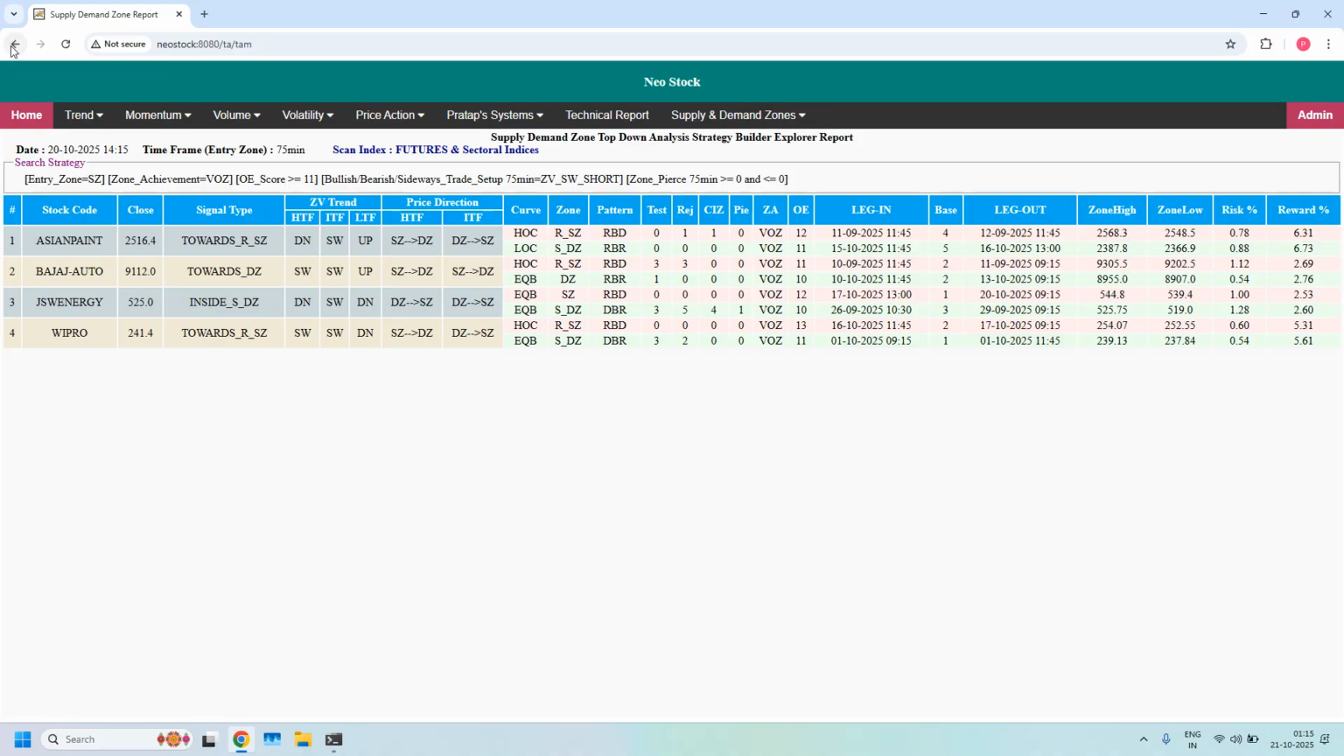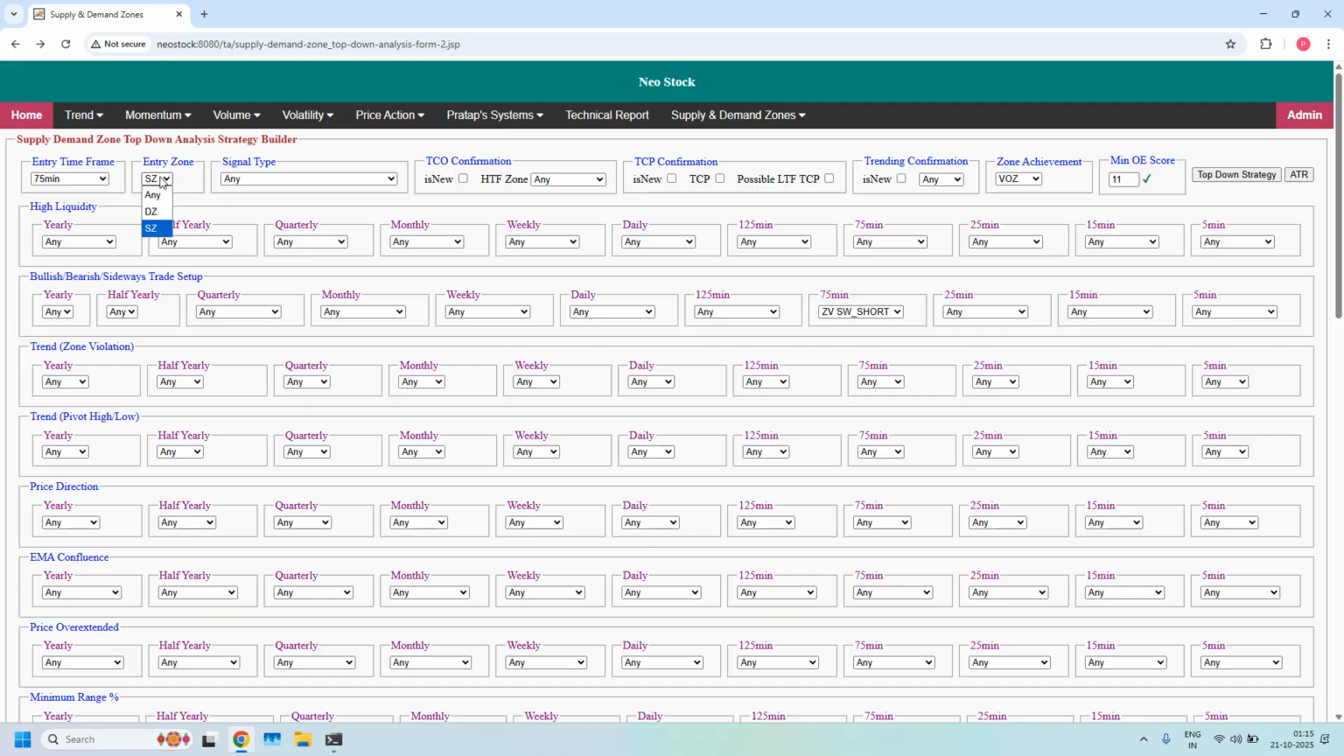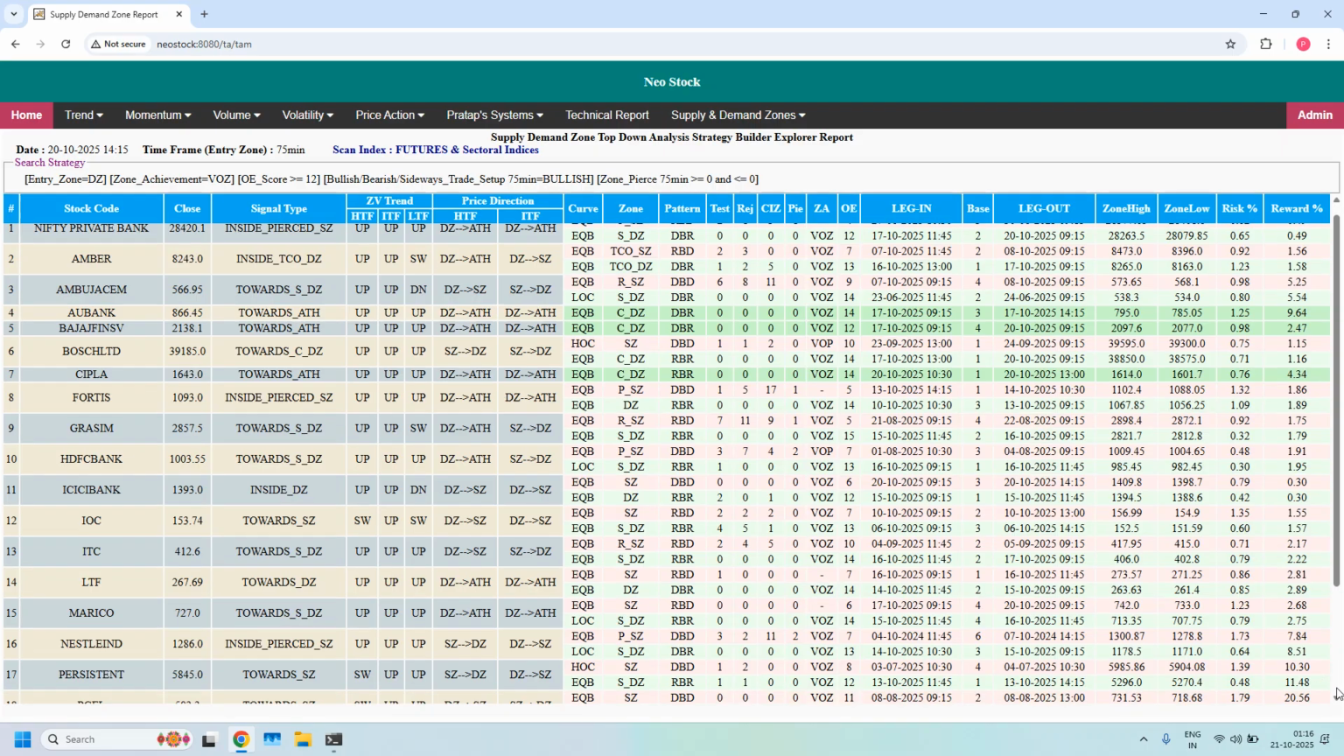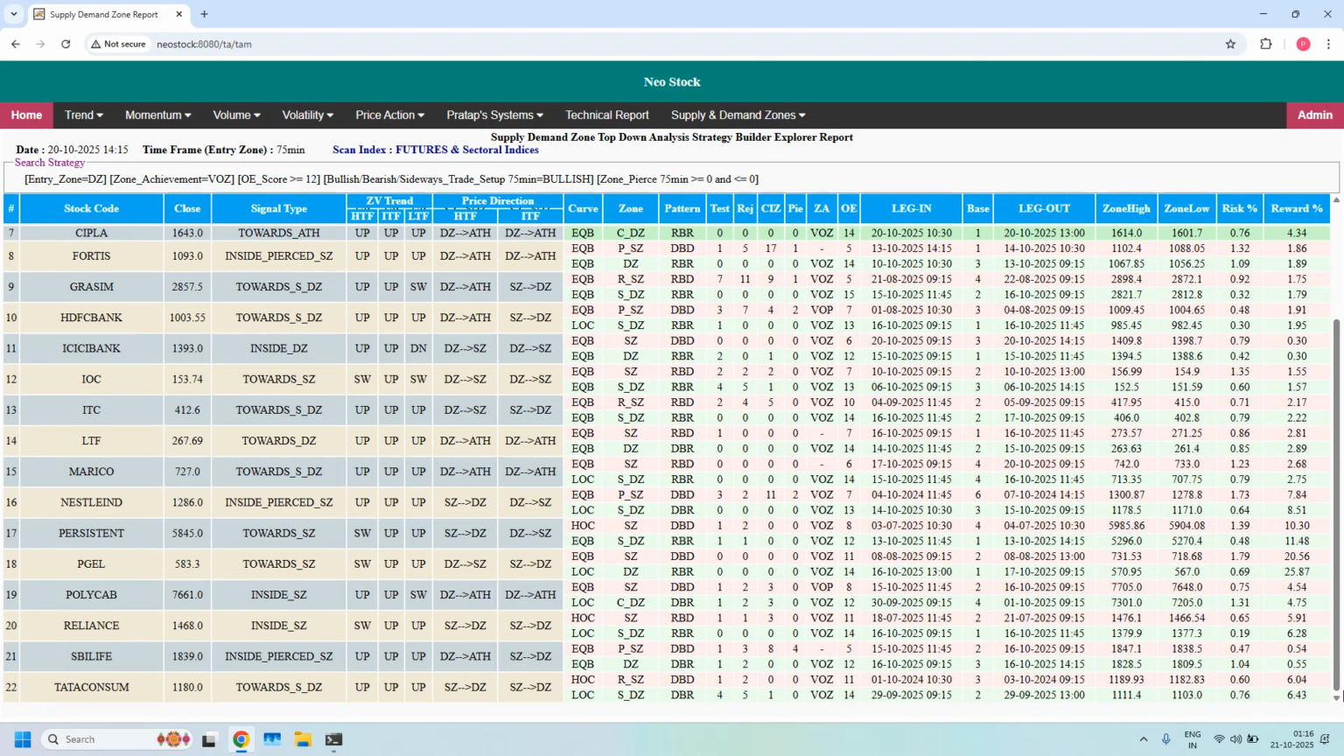Okay, next bullish trade setup for weekly income trade. Changes are 75 minutes demand zone. Here bullish. Minimum odd and enhanced score should be 12. Let's filter. First 17 stocks supporting bullish trade setup for weekly income trade, and all the entry time frame zones are 75 minutes demand zones. Scrolling the list down, total 22 stocks are filtered.